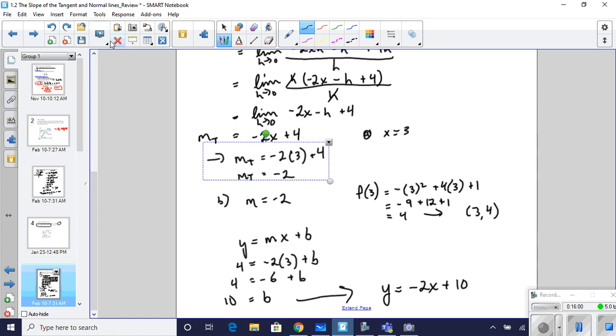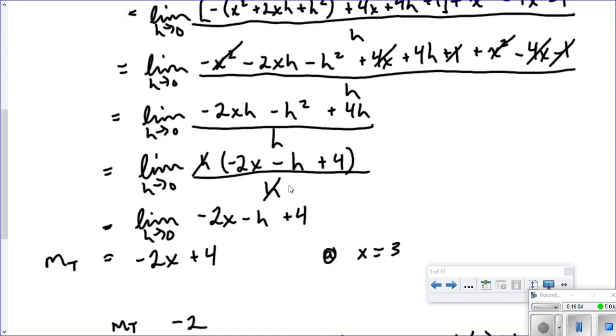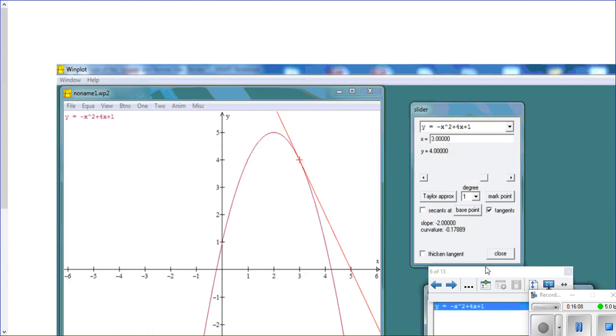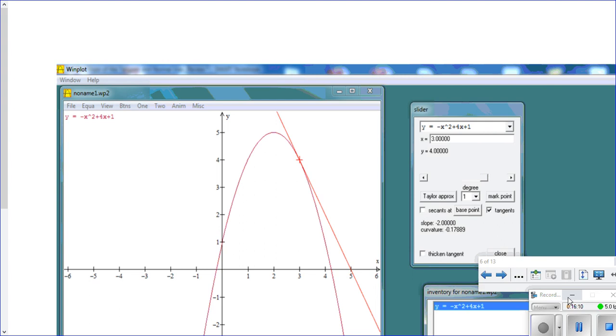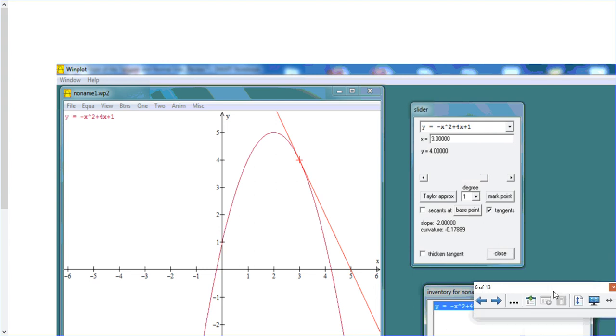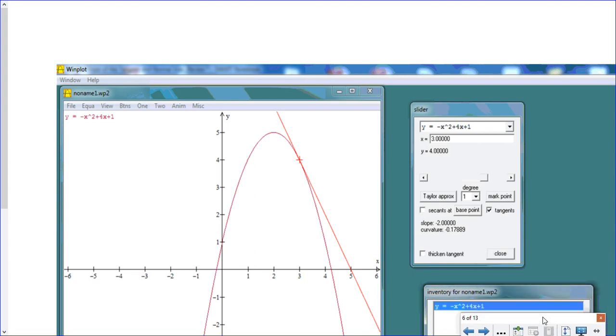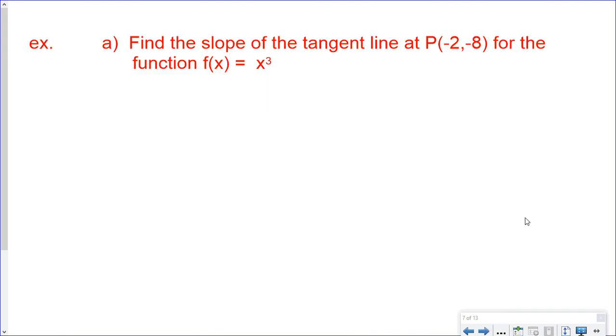Let's continue with the rest of the lesson. Oh, here's the graph. I forgot about that. I used an older graphing app, WinPlot it was called, from a number of years ago, but Desmos is the way to go now. Let's do this one.